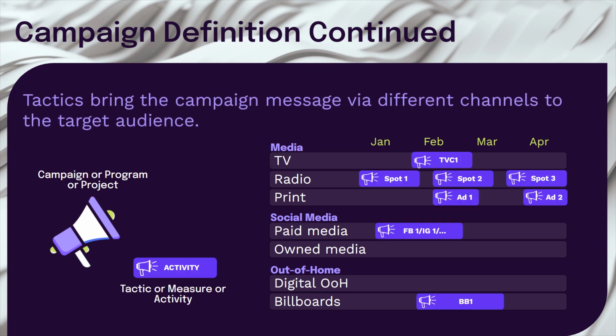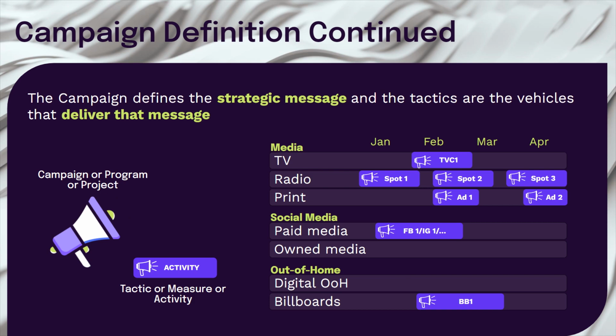What are tactics? Tactics, also called measures or commonly activities, bring the campaign message via different channels or touchpoints. Think media, social media, or out of home as channel examples, to the target audience. Tactics are designed to evoke the expected reaction of the target audience and include advertising materials such as TVC, print, digital ads, billboards, etc. In summary, the campaign defines the strategic message, and the tactics are the vehicles that deliver that message through various channels.